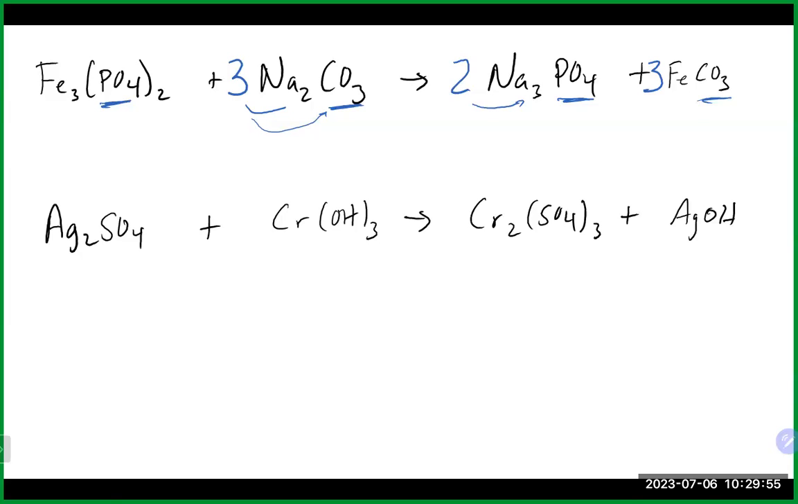It is usually a lot quicker and maybe a lot less room for error when you do have polyatomic guys on both sides of an equation, just to keep them together and balance them as units. Any questions on that there?